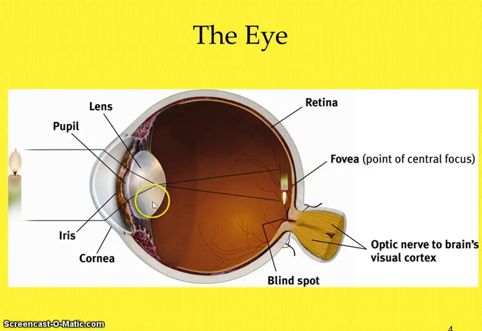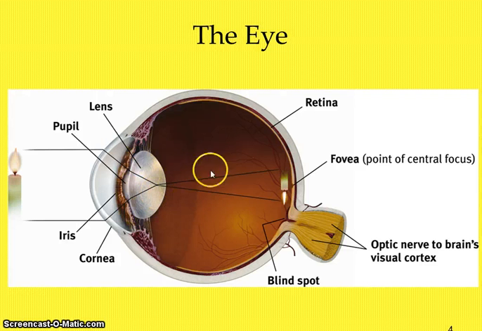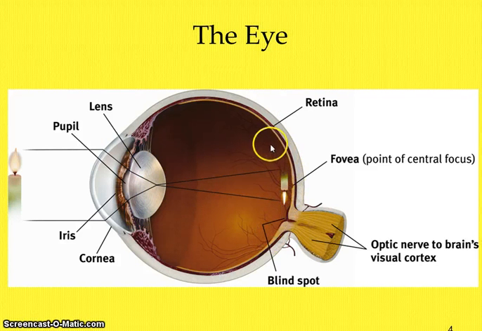Behind the pupil is a lens. If you think about a contact lens, the lens helps to focus the image of what we are seeing on our retina, which is in the back of our eye. The retina contains our visual sensory receptors. And if you look at this little bump out right here, that is the fovea. The fovea is located on the retina.